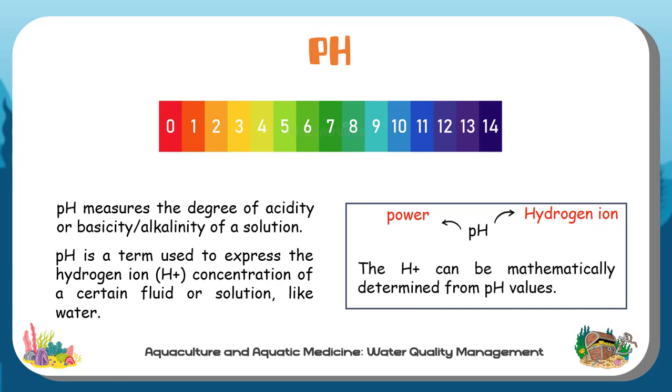The hydrogen ion can be mathematically determined from pH values. pH indicates the ability of the solution to give up hydrogen ions as acidic solutions or to take up hydrogen ions as basic solutions. pH scale ranges from 0 to 14, 7 being the neutral. Less than 7 down to 0 is acidic, and greater than 7 up to 14 is basic or alkaline.